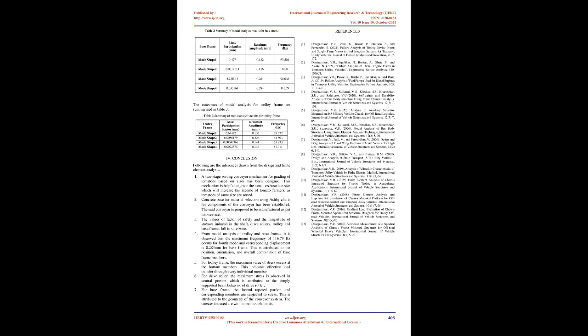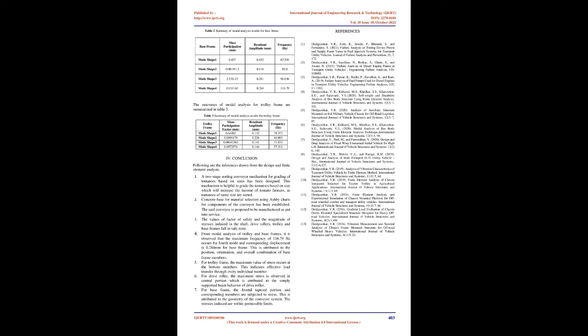Conclusion. Following are the inferences drawn from the design and finite element analysis. 1. A two-stage sorting conveyor mechanism for grading of tomatoes based on sizes has been designed. This mechanism is helpful to grade the tomatoes based on size, which will increase the income of tomato farmers, as tomatoes of same size are sorted. 2. A concrete base for material selection using Ashby charts for components of the conveyor has been established. The said conveyor is proposed to be manufactured and put into service.